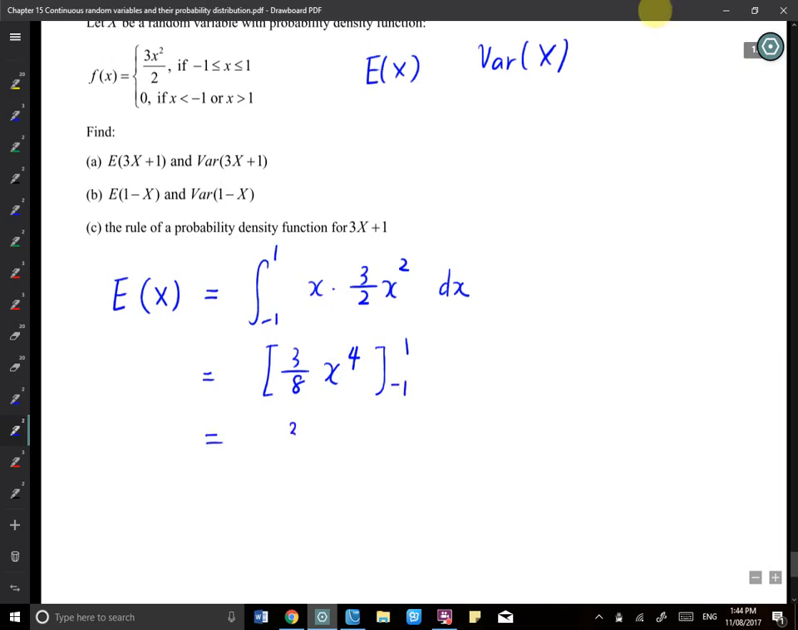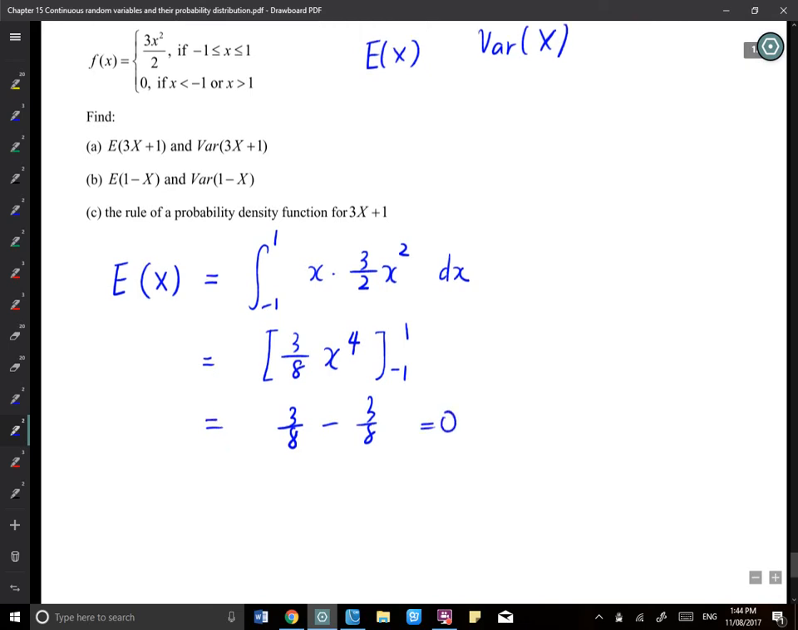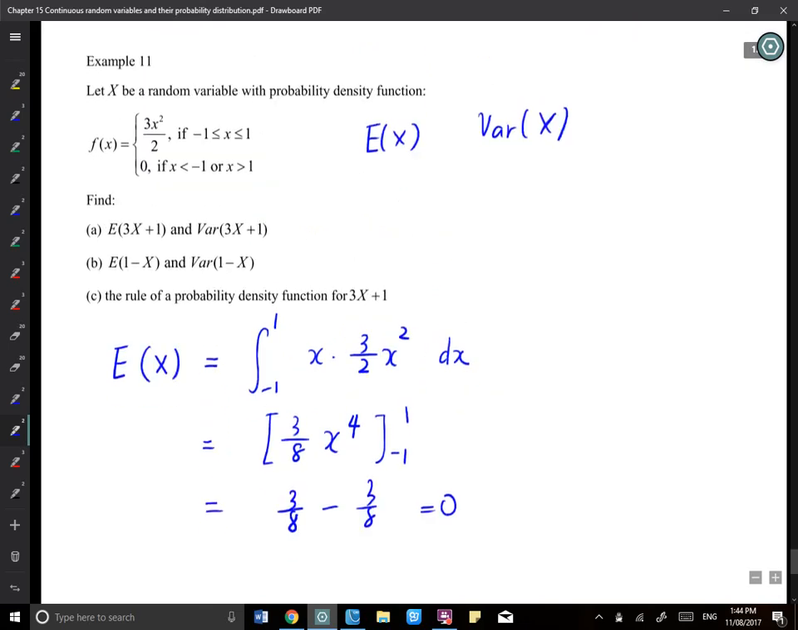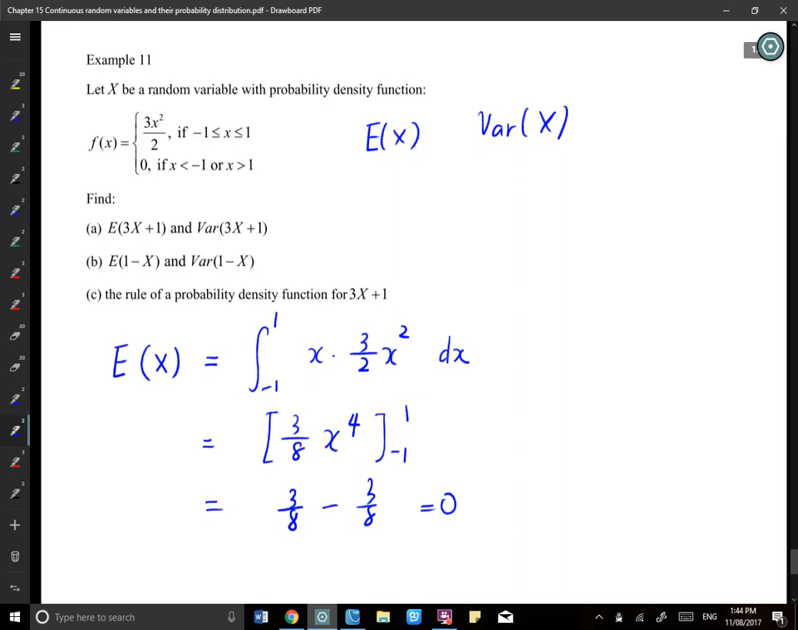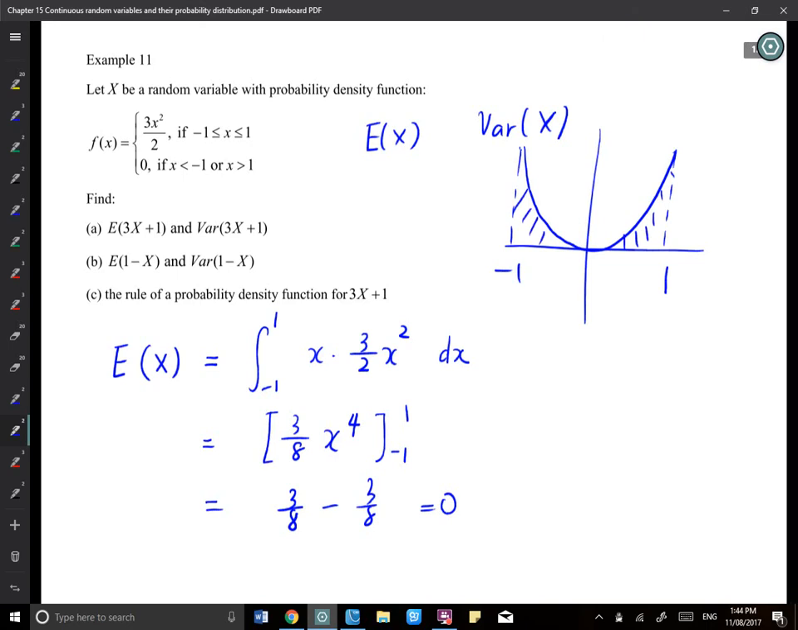So you put 1, that's 3 on 4. You put minus 1, that's still that. So expected value is just 0. So have a think about the shape of this graph. The shape of the graph is just like that. And negative 1 is here, 1 is here, okay? That's the area under the curve, it's just 1. So 0 will be the expected value.